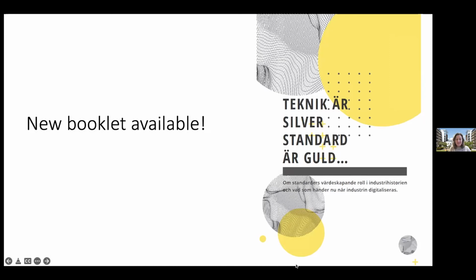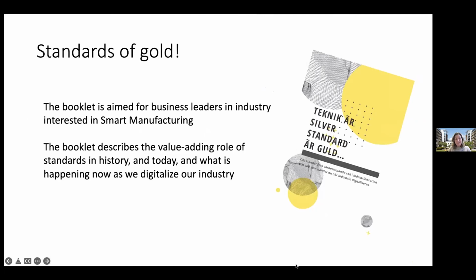And it is available in Swedish as it is now, but it will also be available in English in, let's say, a couple of weeks. And the English title will be Standards of Gold. And this booklet that I have here with me is aimed at business leaders working in industry who are interested in smart manufacturing, or curious about smart manufacturing, or a little bit afraid of smart manufacturing, or have questions about smart manufacturing.